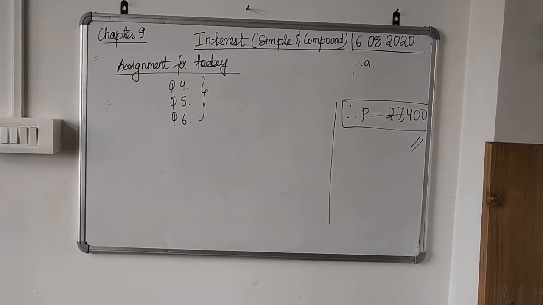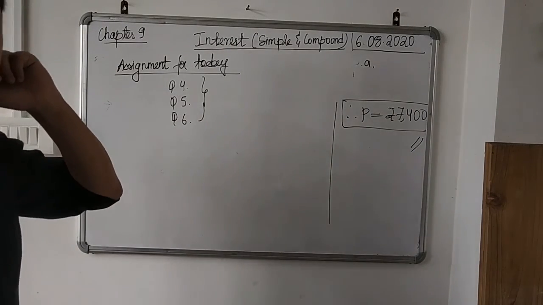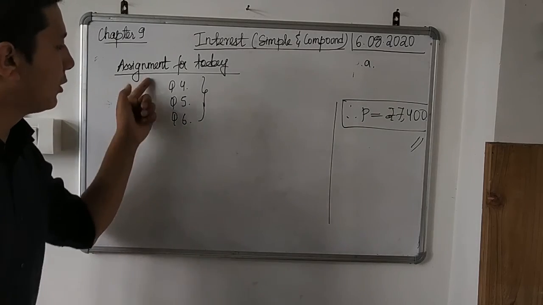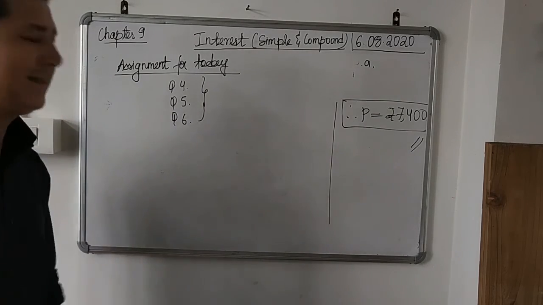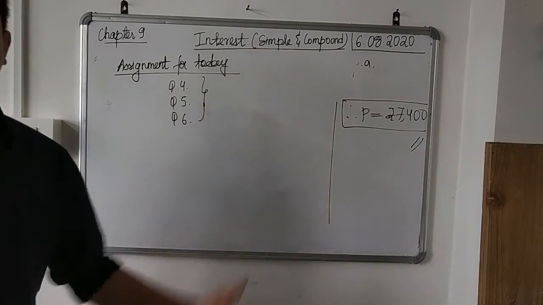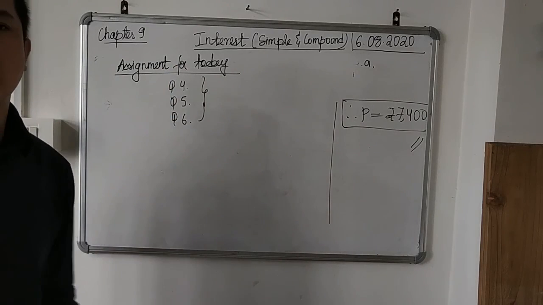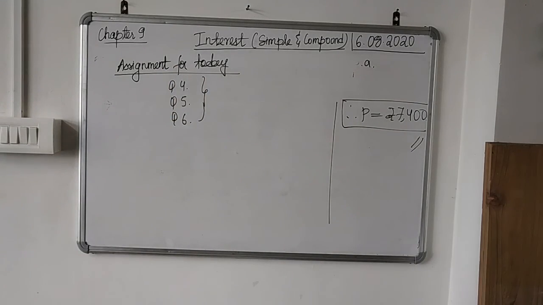Alright, your assignment for today will be question number 4, 5 and 6. I'll be giving you the link of question 4, 5 and 6. You can take the help from there. Otherwise, if you want to do it yourself, you can do it yourself. And please complete all the sums of today's class and send this along with the assignment by tomorrow. Okay? Take care and thank you for this.